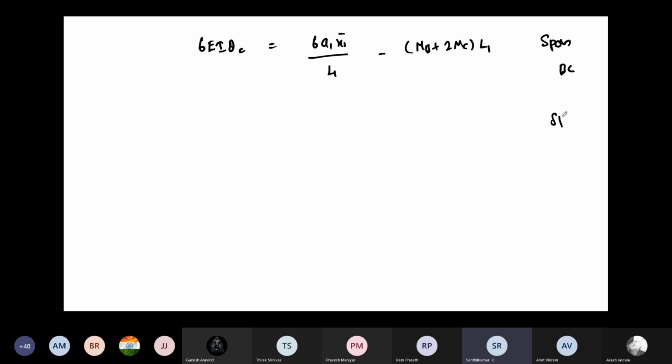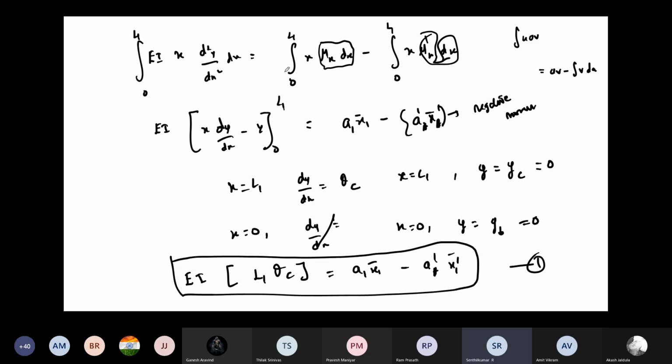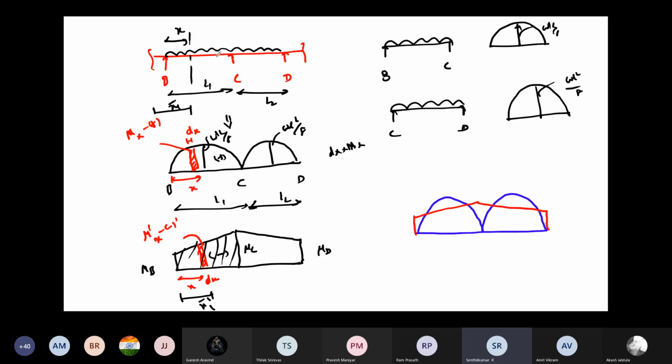What about span CD? So how will it be there? So for span CD, the same thing, same value will come here. So the beam will try to go like this, it will go like this, right? So the beam will try to rotate like this. The rotation, if you are trying to find out, they will be the same. Theta will be the same.